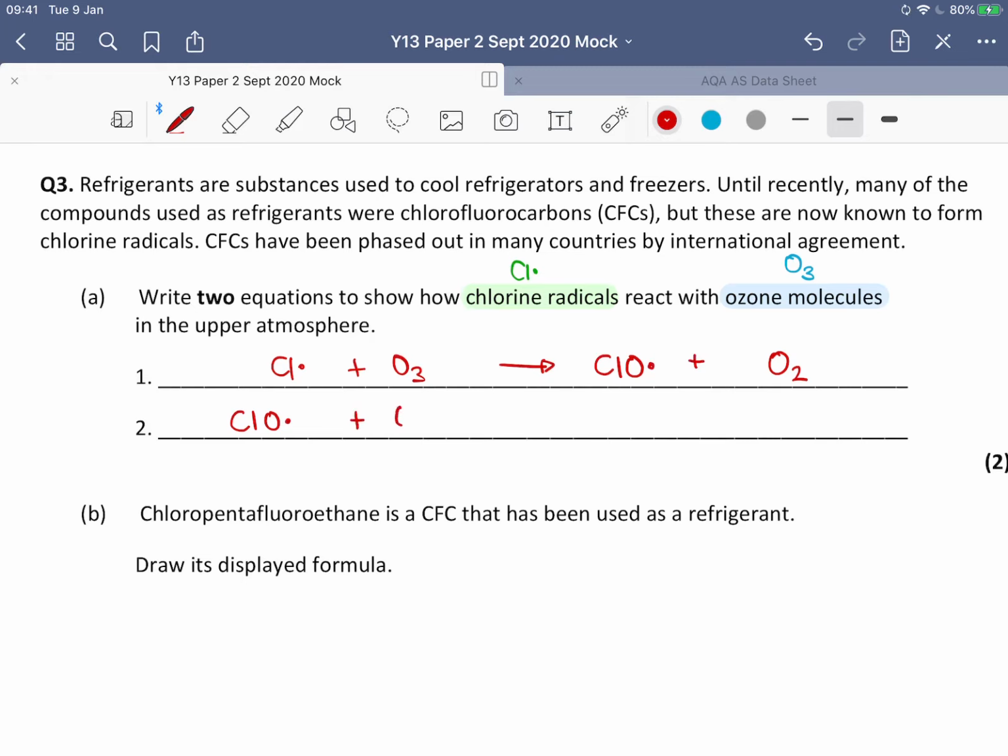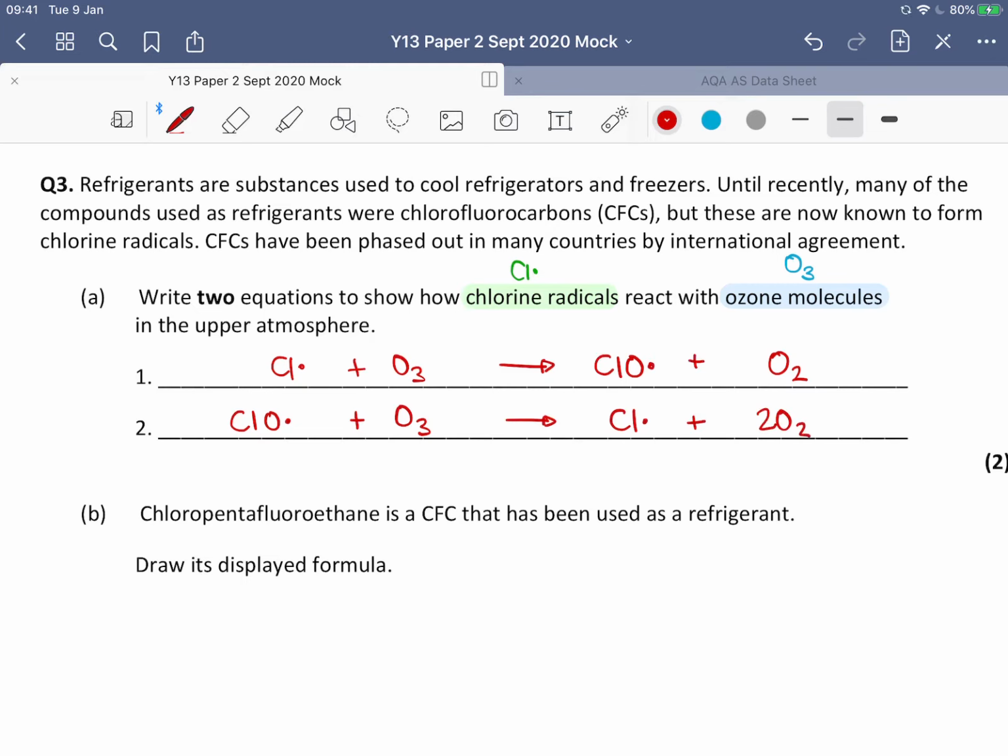We are reacting with ozone again, and we are reforming our chlorine radical. So that's why we get a chain reaction. The chlorine radical is reformed, and so can go and destroy more ozone molecules, which is why only a very small number of chlorine radicals can have a massive impact. And we've got to balance our oxygens, so 2O2.